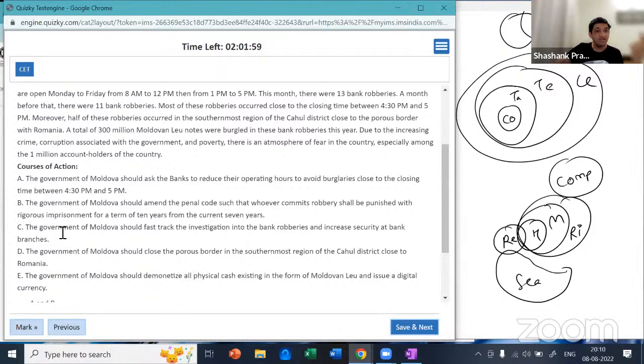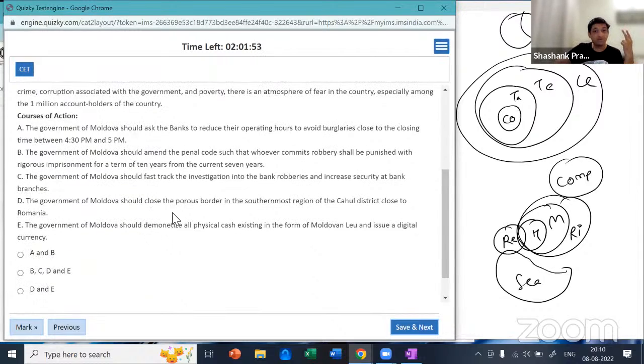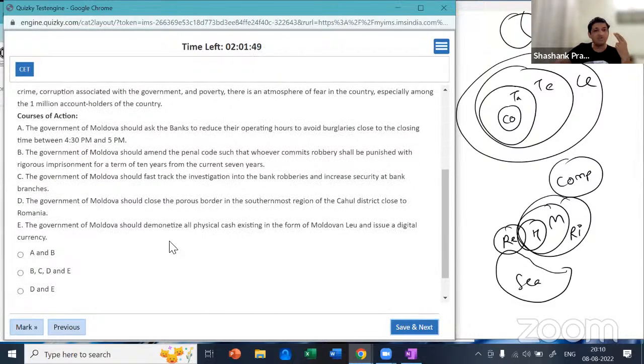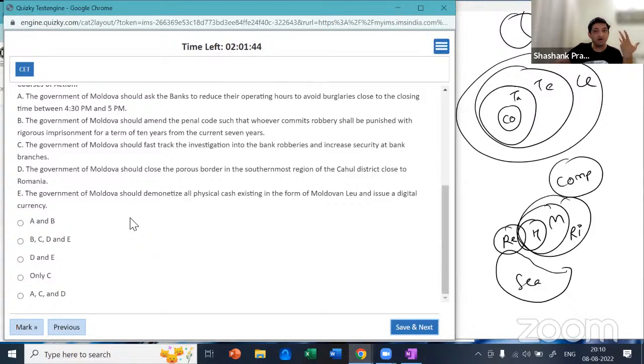Increase the punishment. Should fast track the investigation. Correct. C is also good. Close the porous border. Okay, close the porous border. Half of the robberies. Okay, closing the border might not be this thing, but okay. Demonetize all physical cash. That is also a good course of action, but not in this context. So B and C seemed fine to me.